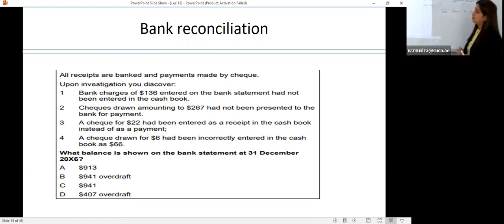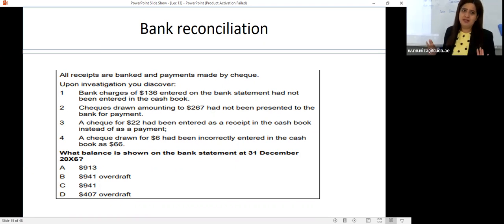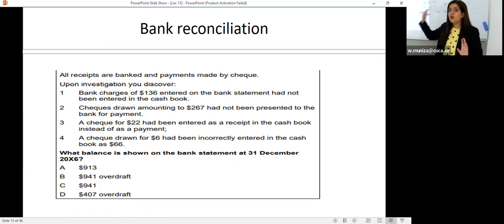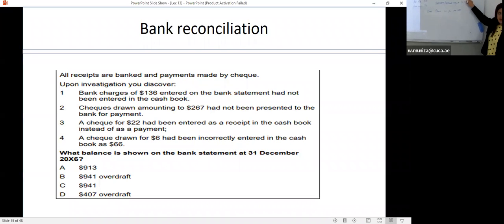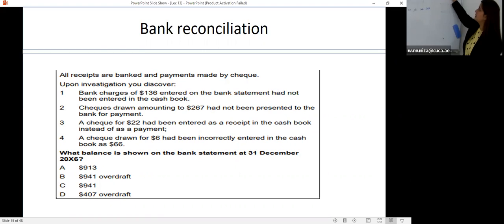136. Then checks drawn amounting to 267 had not been presented to the bank for payment. Which checks are these? Unpresented checks. We have credited them, but bank has not debited them. Checks drawn means that we have made a payment. Checks drawn amounting to 267 had not been presented to bank for payment. So these are unpresented checks. They are giving you the hint by adding the name of presentation over it. So it means that 267 will be the unpresented checks. 267 is going to be debited from the bank statement.